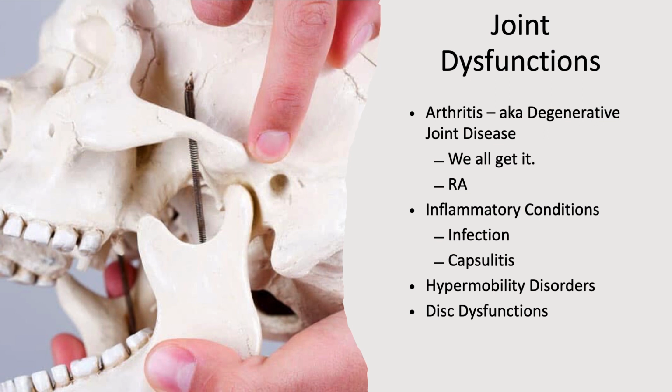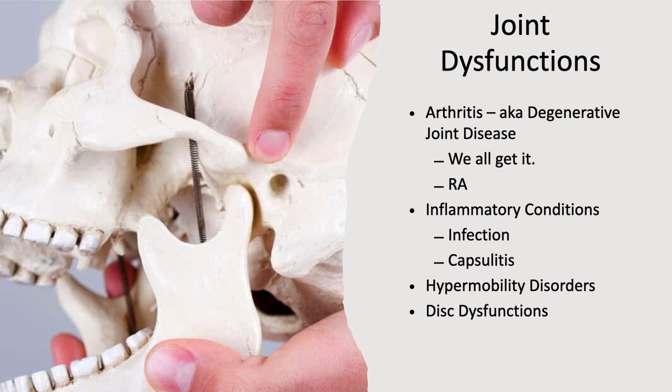And then we have inflammatory conditions. So yes, RA is an inflammatory condition, but you can also have an infection in the joint. You can have capsulitis in the joint, which is where the connective tissue surrounding the bones becomes inflamed and painful. Patients can't open. It really hurts to touch. There might be visible swelling right around their joints. So again, some things maybe that you have seen. So something to look for.